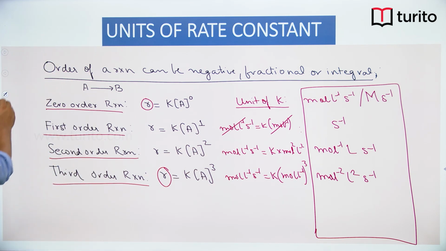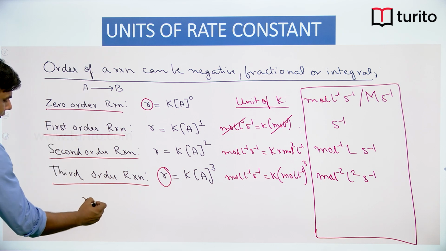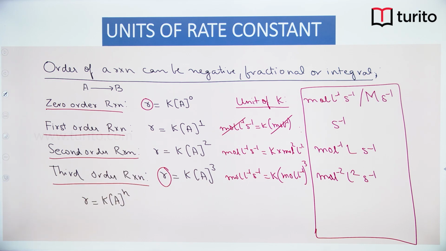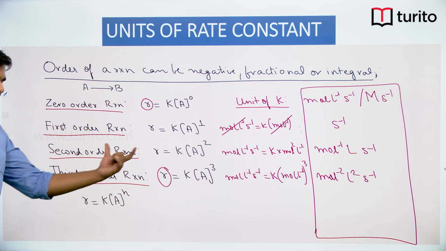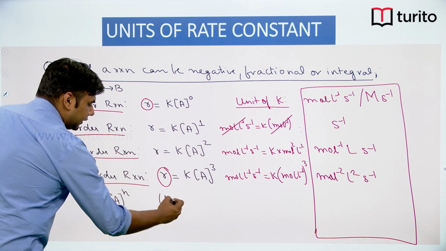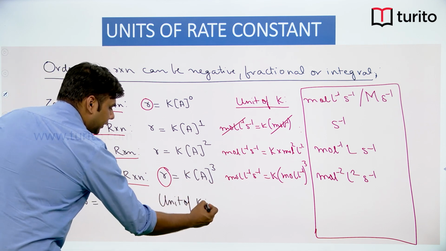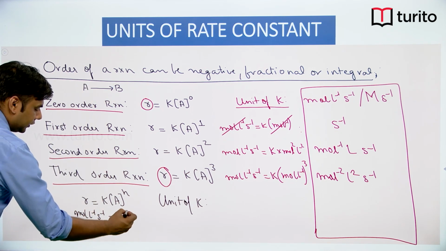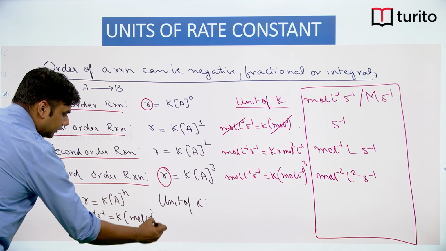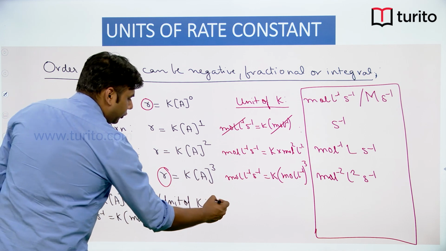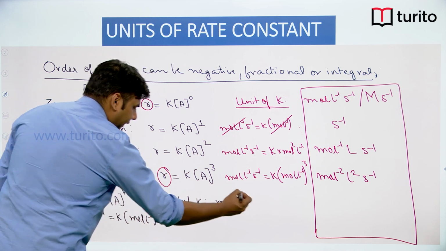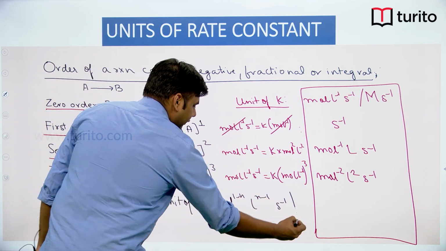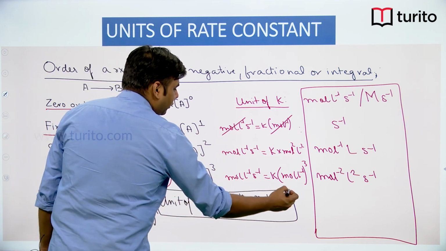If we define a general reaction of order n, rate is equal to K into the concentration of A raised to power n. So we will say that the order of this reaction is n. The unit of K in this case: we know the rate unit is mole per liter per second and the unit of concentration is mole per liter, raised to power n. So this becomes mole^(1 minus n) liter^(n minus 1) per second. This is the general unit of the rate constant.